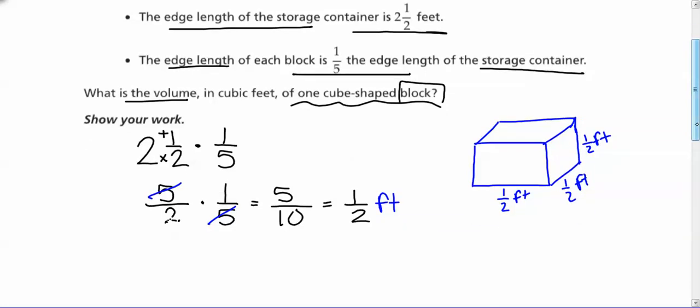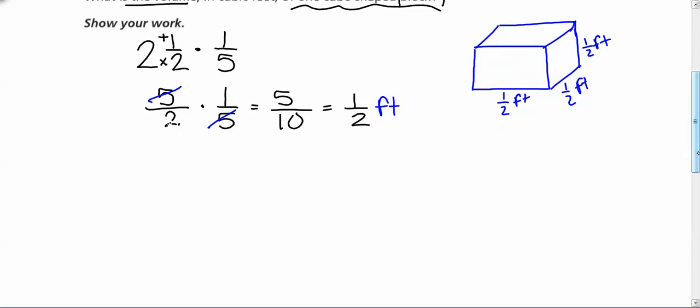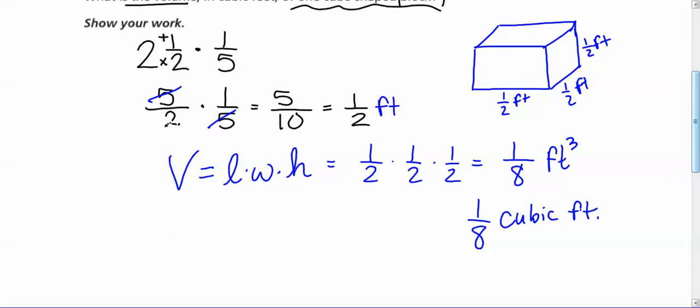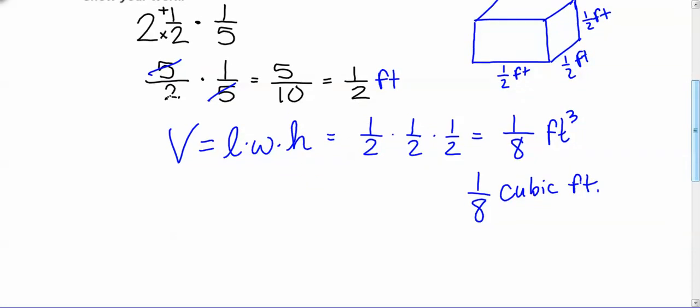Alright, so this wasn't that hard. A lot of these questions, you'll notice, are more reading than any difficulty, because in this case, you really just had to find 1/5 of 2.5, which means you multiply those two numbers, and you find out that each side length is 1/2 foot. So all you have to do now is multiply 1/2 times 1/2 times 1/2. The reason we do that is because volume equals length times width times height. So we plug in 1/2 foot times 1/2 foot times 1/2 foot. You're going to get 1/8 feet cubed, or another way you could have written that is 1/8 cubic feet.